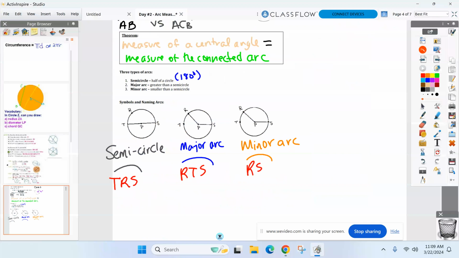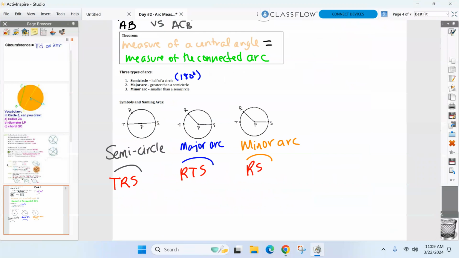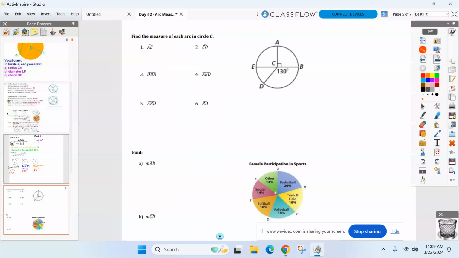All right, now I want to use our fact in algebra questions, that the central angle is equal to its arc measure. Let's use that in a couple of algebra questions here. We've got circle C, so we identify C as the center. Find the measure of arc AE. How many degrees are in arc AE? And remember, an arc is always equal to its central angle.